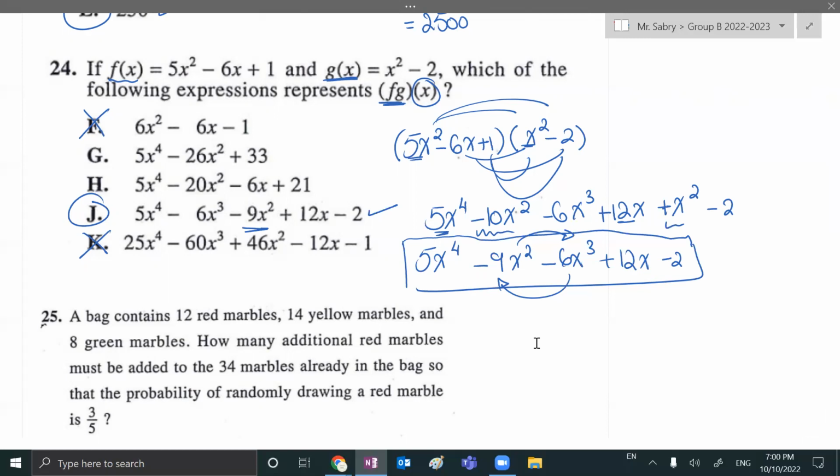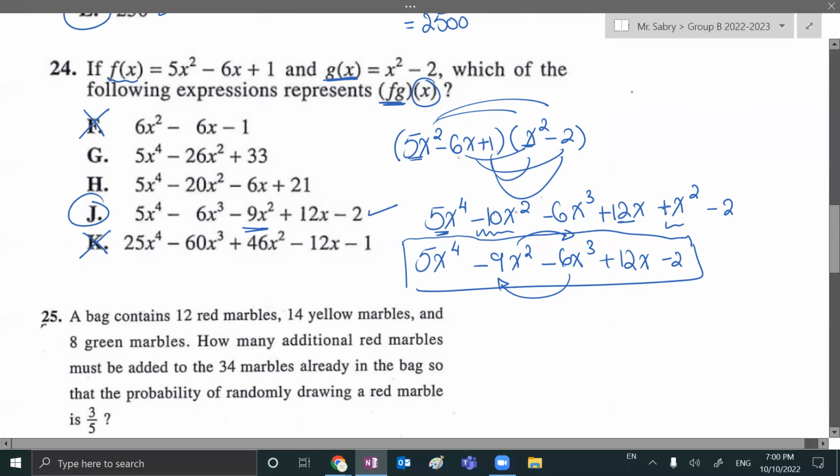If f and g are together in parentheses, that's the rule. So if I have (fg)(x), which is just like this one, I multiply f and g. But if I have f∘g of x, this means I'll put the g inside the f.